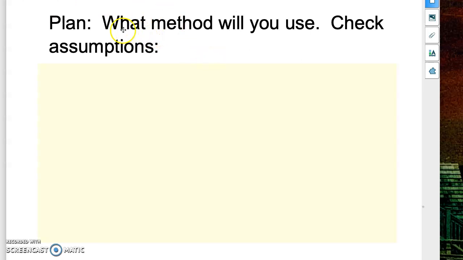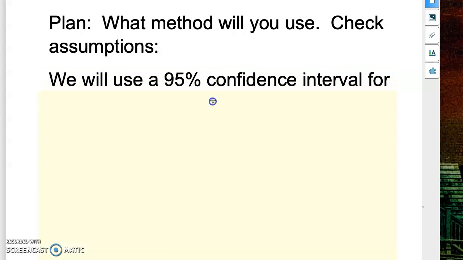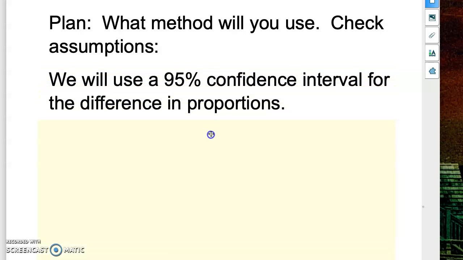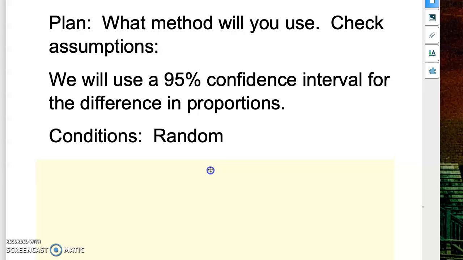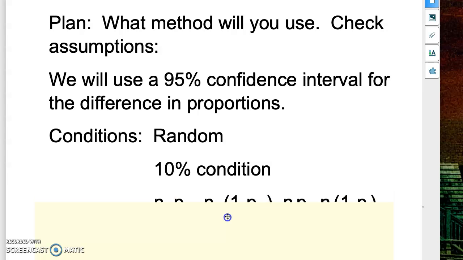All right, step 2, plan. What method will we use? Check your assumptions. We will use a 95% confidence interval for the difference in proportions. Conditions: random. It is stated in the problem that the samples are random. The 10% condition: we can assume that the thousands of drivers that we're looking at are less than 10% of all drivers in Massachusetts, so we're fine there.